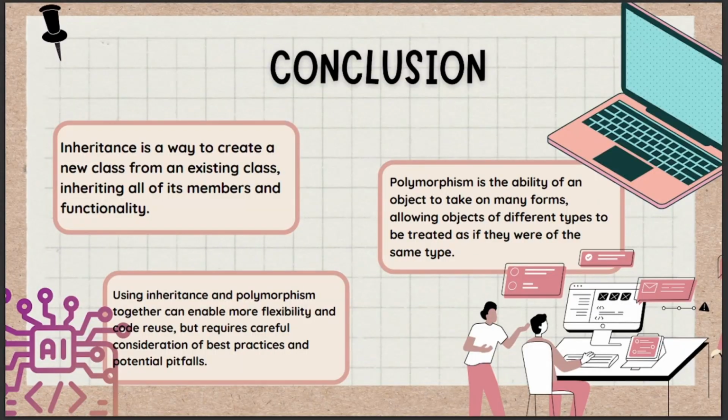Finally, I'll conclude by summarizing what we have learned in this presentation. First of all, we learned about inheritance, which is a way to create a new class from an existing class. After that, we learned polymorphism, which is the ability of an object to take multiple forms. And finally, we learned how we can combine both of them to make our code more flexible and reusable.